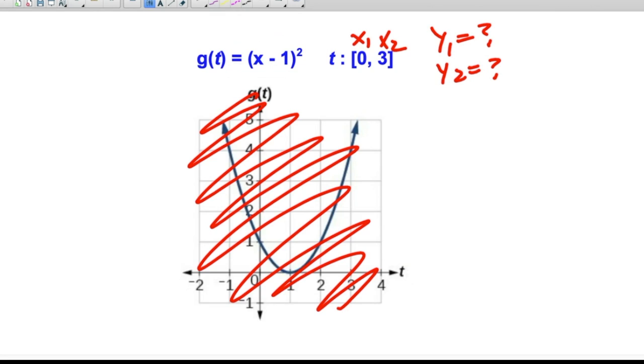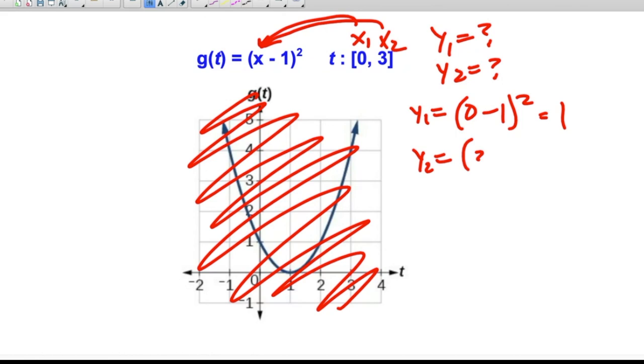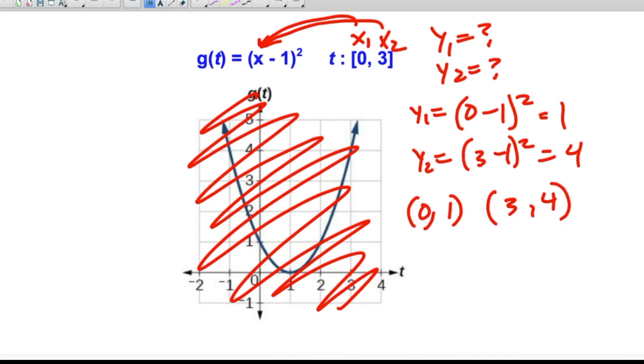If you remember, how do we get y values? We put this in here to get y. Put this in here and get y. So to get y1, I'll put in x1. So 0 minus 1 squared. Oh, it's another negative number. What's -1 squared? 1. And then y2 equals 3 minus 1 squared. What is that? 2 squared, 4. So our 2 points are 0, 1, and 3, 4.